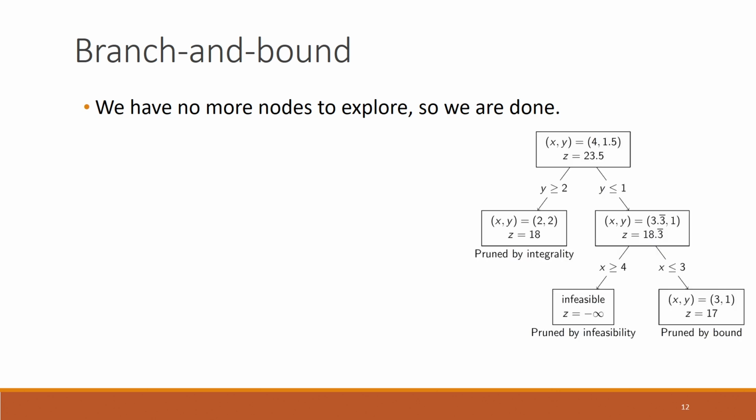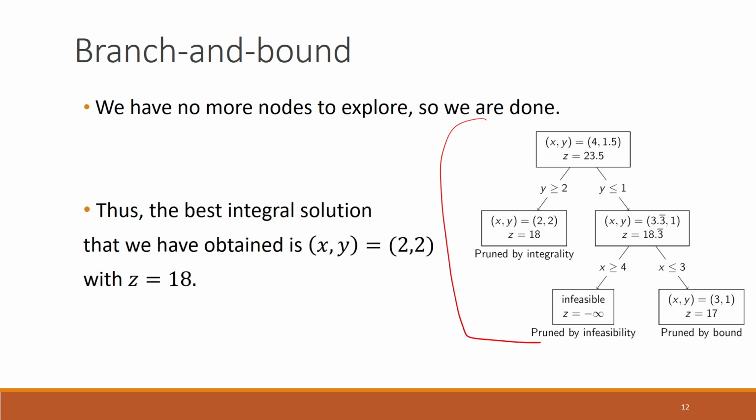So, we can represent all the solutions that we obtained in this tree here. So, you can see that these rectangles are different boxes and then these arrows are different branches here. So, the best integral solution that we have is x comma y at 2 comma 2 where z is equal to 18. Okay. So, you can see that below every box where we have stopped, or the node where we have stopped, we have written some reason for stopping.